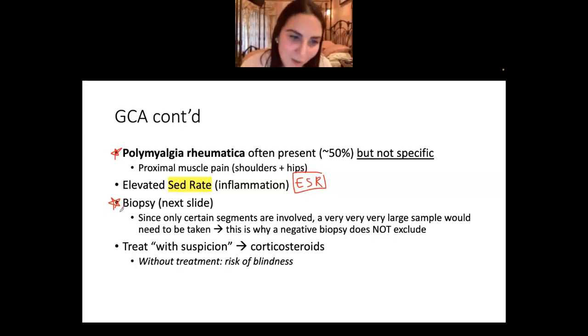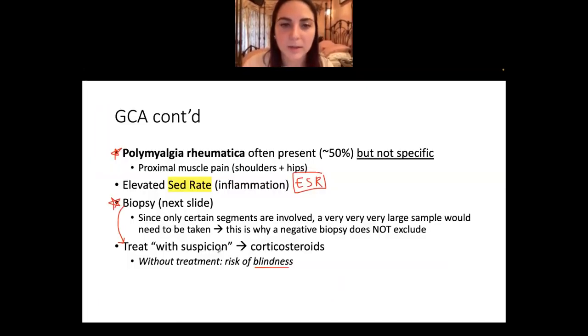And this is also why if you have a negative biopsy, they still say treat with suspicion. Basically what that means is if you think it could be GCA, even if the labs don't point to that, just give them steroids, because steroids treat it, basically cure it, and then you don't risk blindness. They say treat with suspicion because the benefit of treating with corticosteroids is a lot better than the risk of not treating it and then becoming blind.